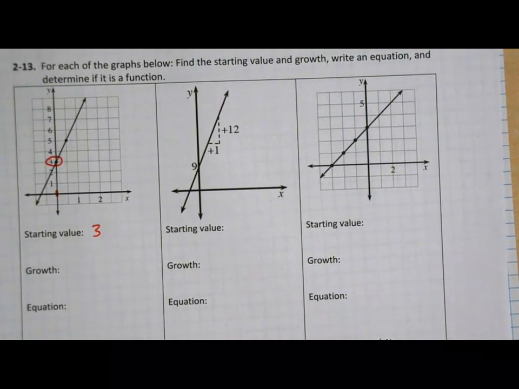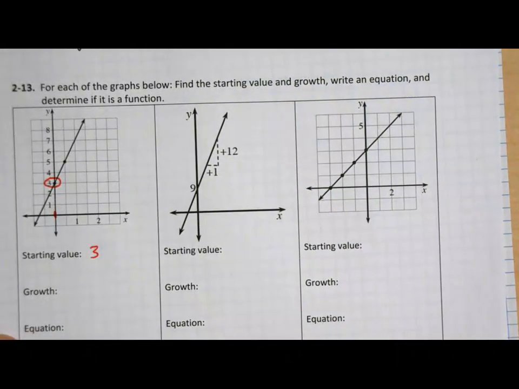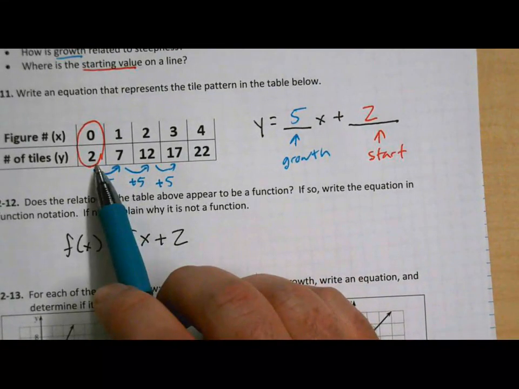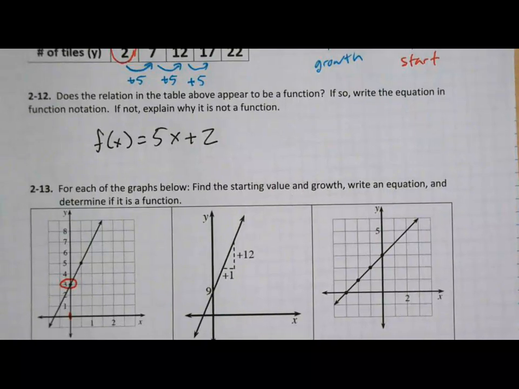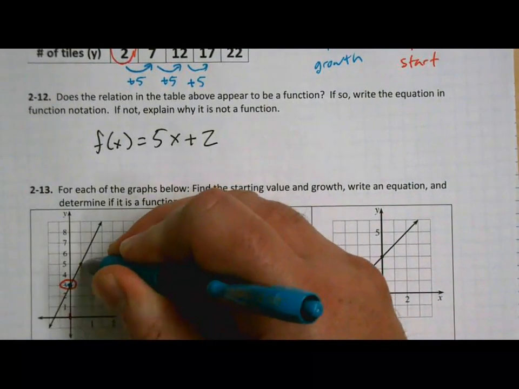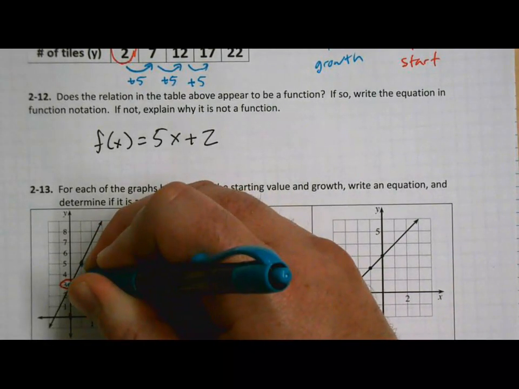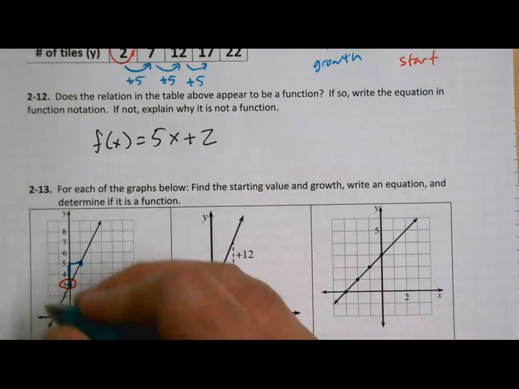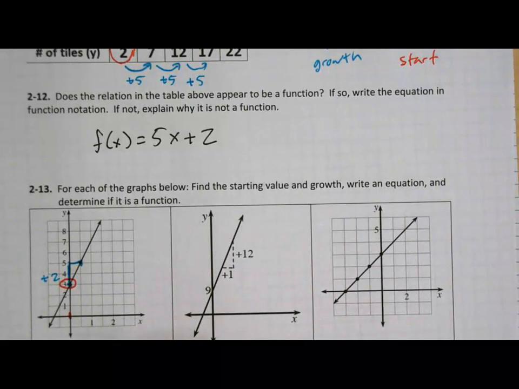To find the growth, we need to figure out how much we are changing our y value as x goes up by 1. Just to remind you from a table, remember, to find the growth, we are looking at how much the y value is changing from one point to the next. So if I go from this point to this point, how much is my y value changing? It's starting at 3 and it's going up to 5. So my y value is going up by 2. So my growth would be 2.